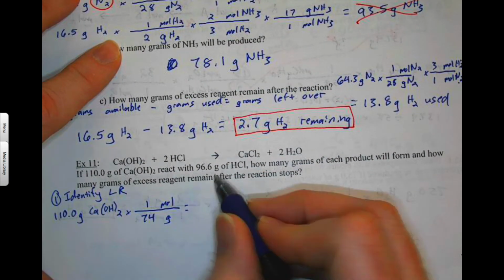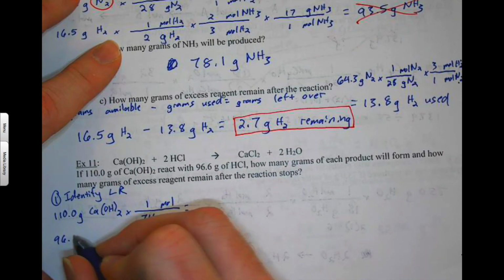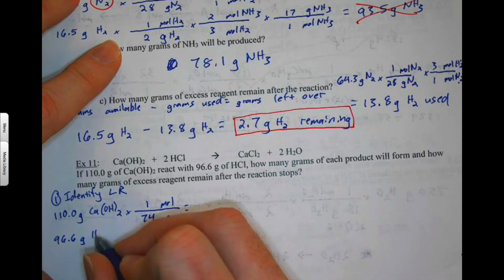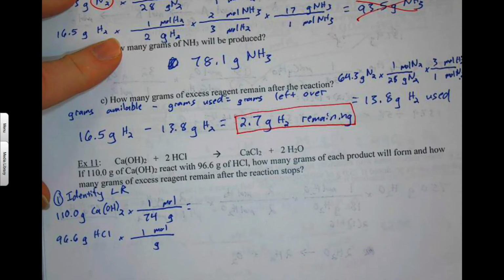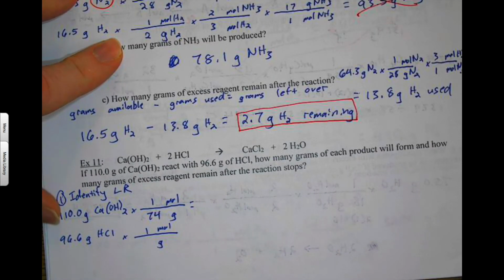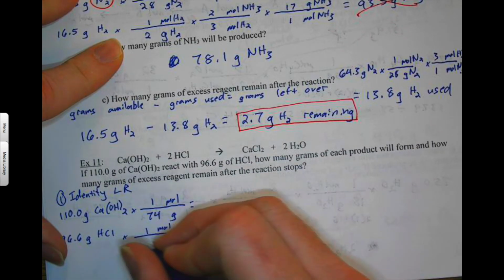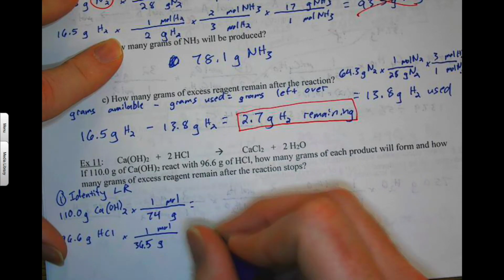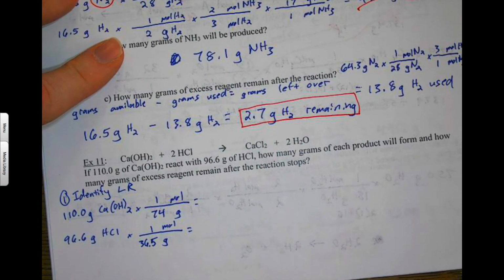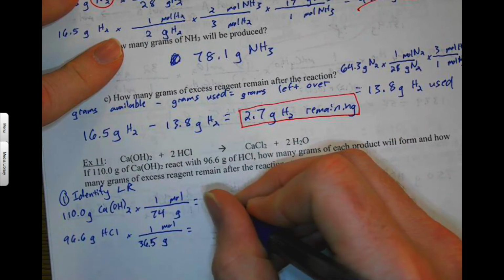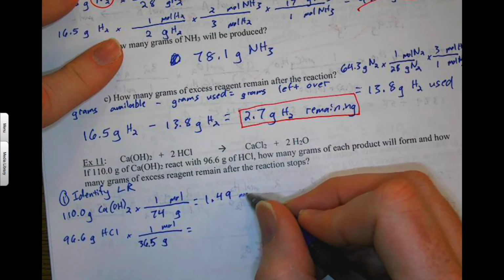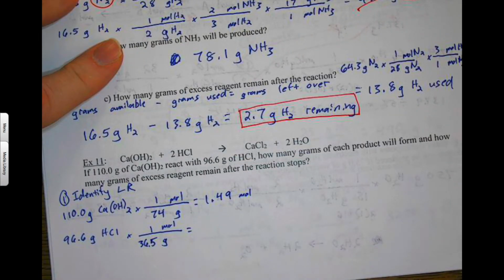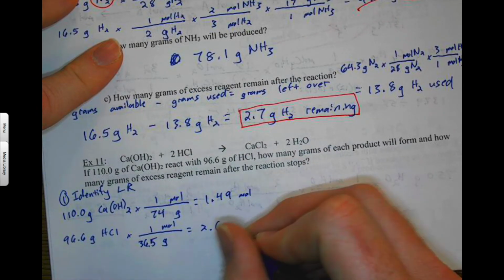We're going to do the same thing. We're going to find the moles of HCl. 96.6 grams of HCl. We'll change grams into moles again. And so 1 plus 35.5 is 36.5. 110 divided by 74, we get 1.49 moles. And then for 96.6 divided by 36.5, we get 2.65 moles.